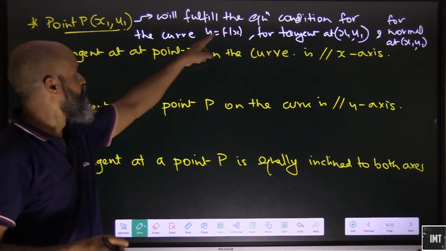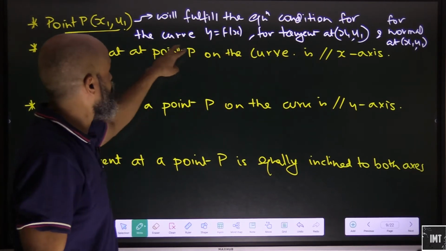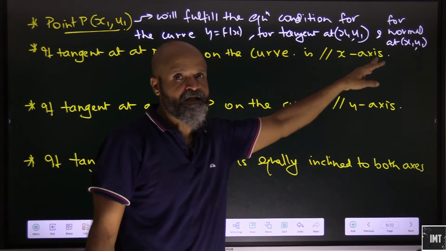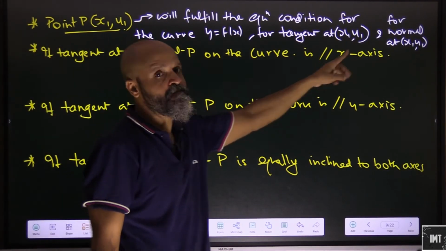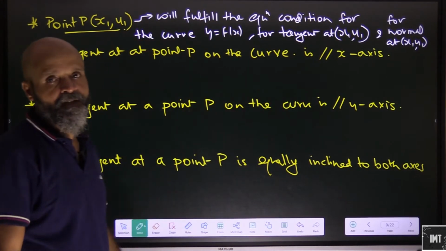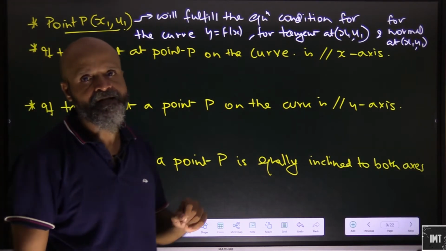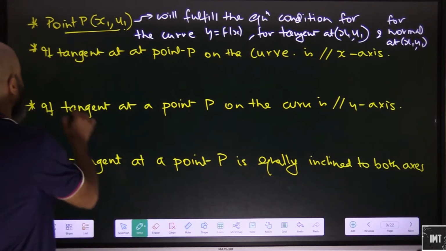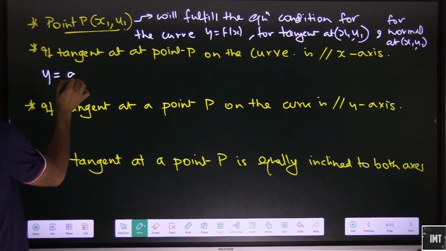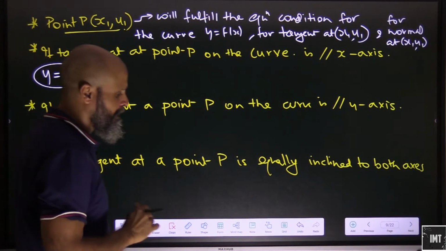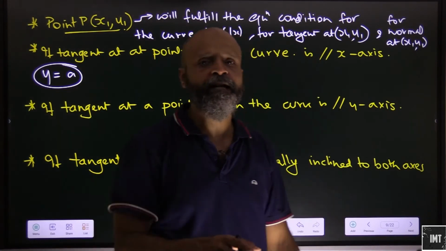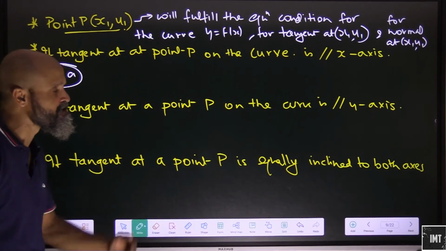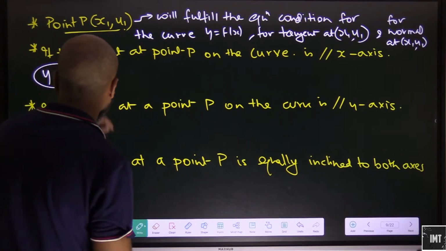Okay, this will fulfill the equation condition for the curve y = f(x), with tangent at (x1, y1) and normal at x1. If the tangent at a point P on the curve is parallel to the x-axis, obviously anything parallel to the x-axis will have an equation in this format. This is something we have understood in the lower standards. Any line parallel to the x-axis will have this condition, so obviously there is no change.